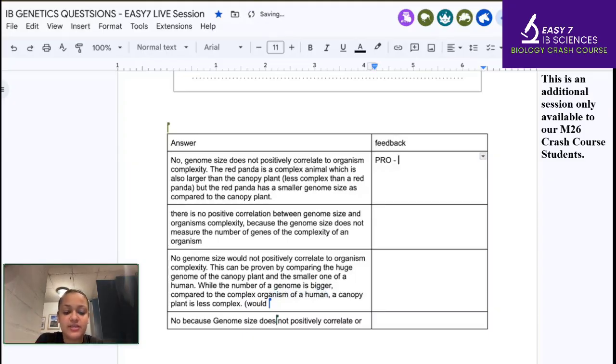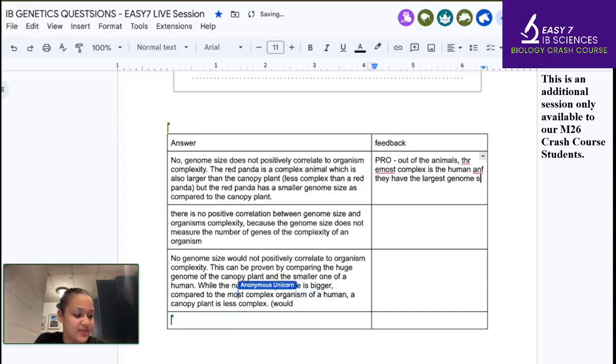Okay, so I'll write it here. Out of the animals, caps lock makes me feel like I'm screaming. Out of the animals, the most complex is the human, and they have the largest genome size or chromosome number. Okay, is everyone on TikTok following with me as well? Largest genome or chromosome number.